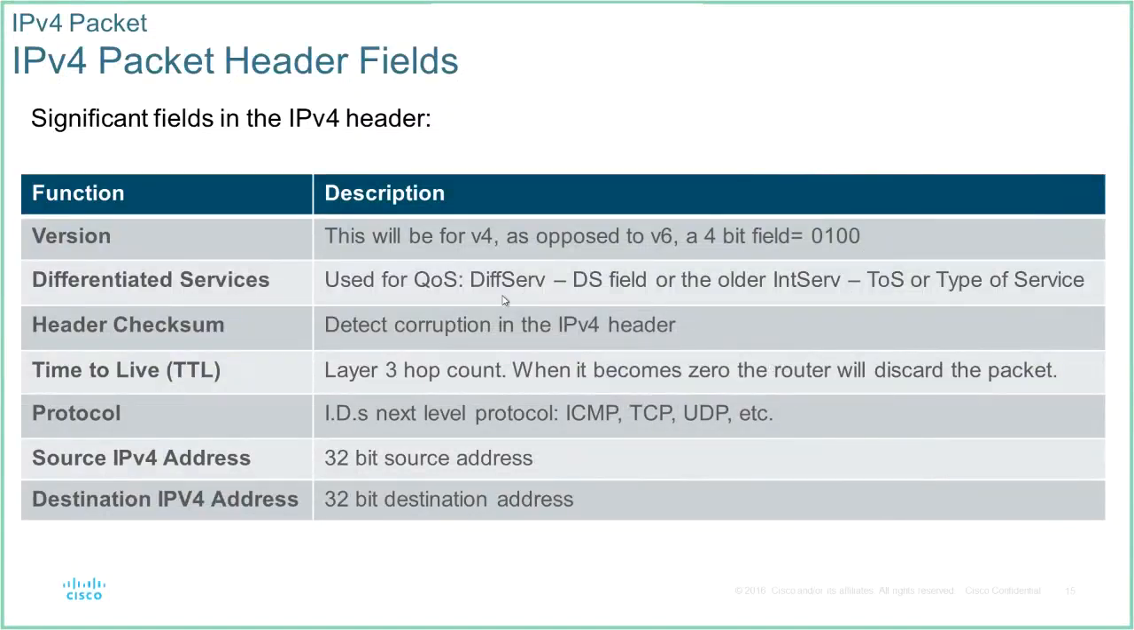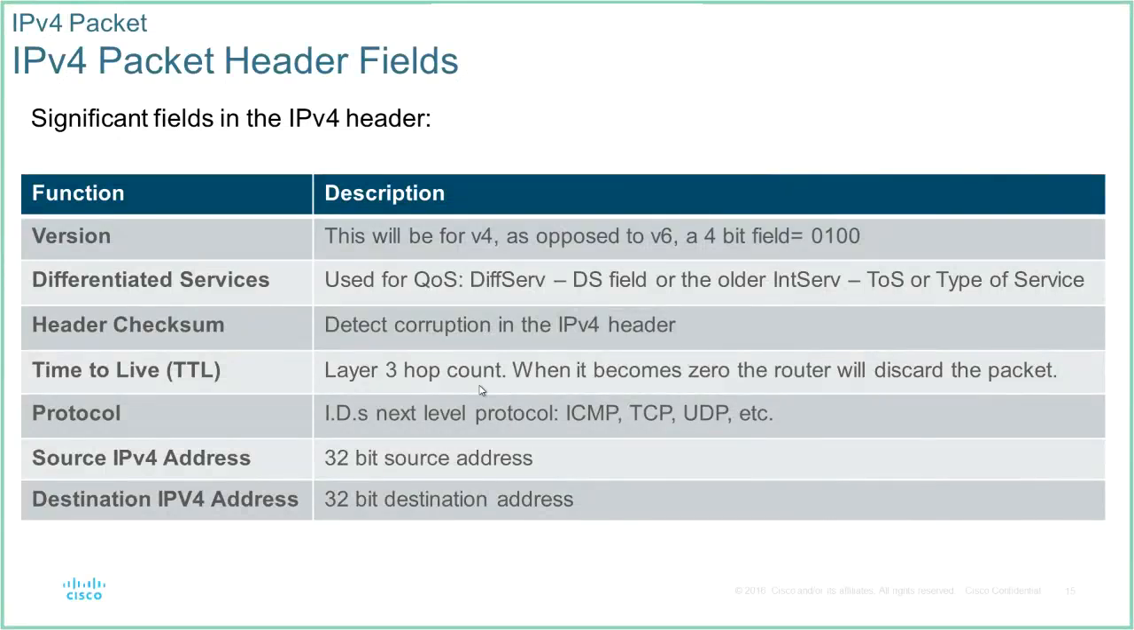Then, as I said, we've got the quality of service section, header checksum to make sure that the header is intact and all correct. Now, time to live is the hop count. Every packet has a maximum lifespan on a network. If it stays on the network too long, it's discarded, because it basically assumes that it's formed a loop and it cannot be delivered to its destination.